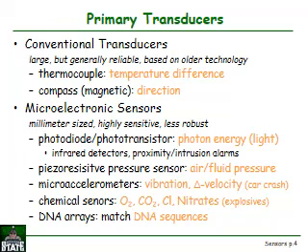So primary transducers, the conventional transducers: thermocouple for temperature difference, compass for directions. Microelectronic sensors of millimeter size: photodiode or phototransistor for photo energy, piezoresistive pressure sensors for air or fluid pressures. Micro accelerometers are used for vibrations. A chemical sensor is used to measure O2 and CO2. Then DNA arrays match DNA sequences.